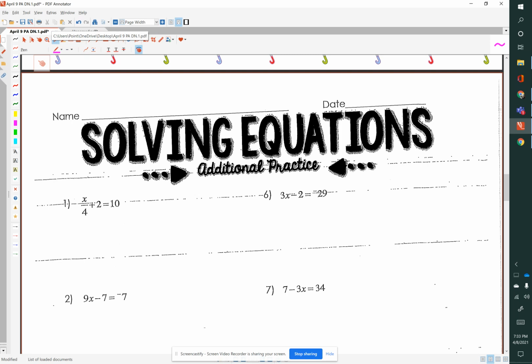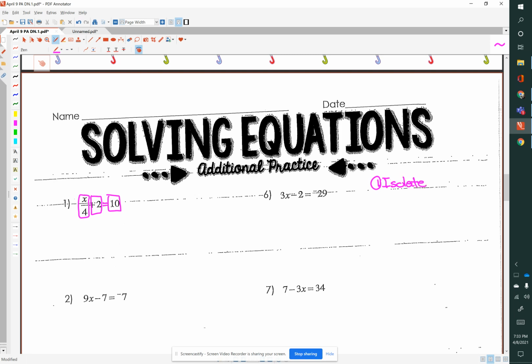So let's take a look at these, and we want to think about these in terms of how many terms there are. So x divided by 4 plus 2 equals 10. So x divided by 4 is a term, then we have positive 2, and we have a 10. In the middle, we have an equal sign. Super important. Never forget that whatever you do to one side of an equation or an inequality, you must do to the other side.